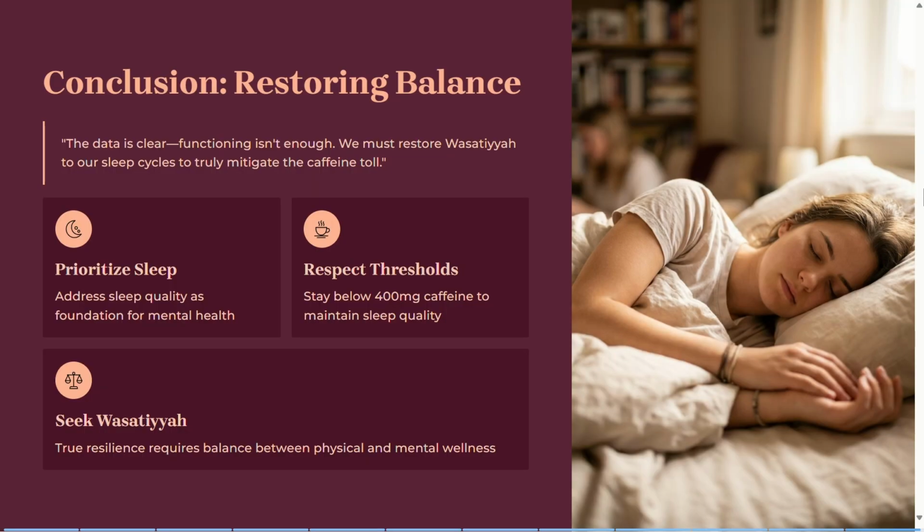Assalamualaikum. Moving on to the conclusion of this project. The conclusion is we as students must restore the balance between our stress and our well-being. The data is clear. Functioning isn't enough. We must restore wasatiyah to our sleep cycles to truly mitigate the caffeine toll.